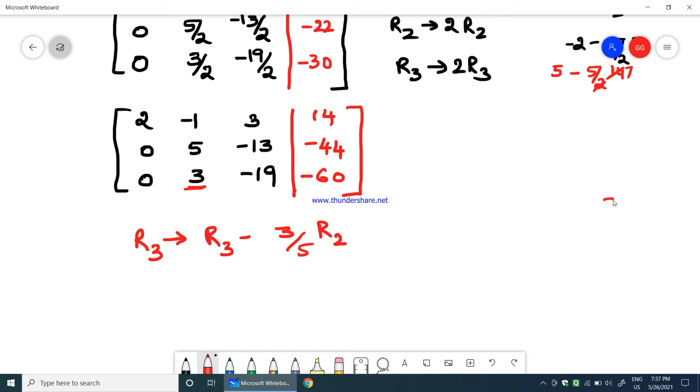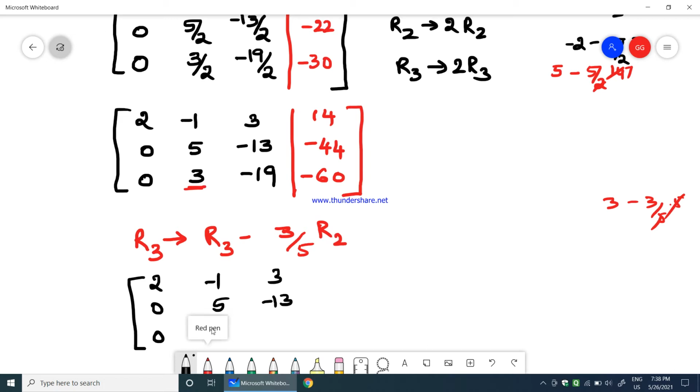Yeah, so it is 3 minus 3 by 5 into 5. So therefore what will I get? I'll be getting 2, minus 1, 3, 0, 5, minus 13. So 0 minus anything into 0 is 0. 3 minus 3 by 5 into 5 is again 0. Then minus 19 minus 3 by 5 into 13, so it is plus 3 by 5 into 13.